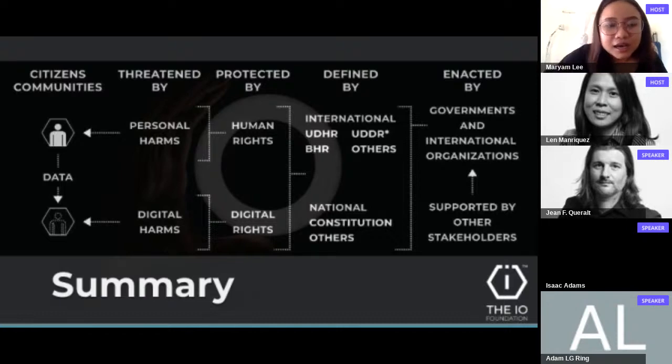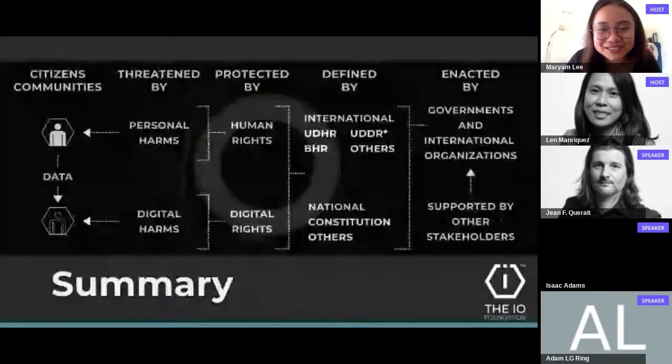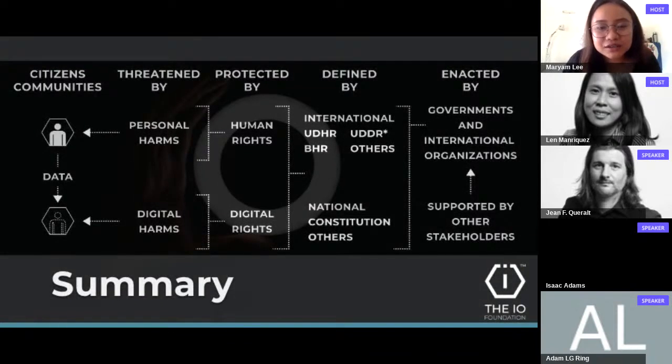We have rules in real life that govern the way that we behave, so that we can stay peaceful and harmonious with each other. Those rules and regulations are enacted by governments and international organizations and other stakeholders in order to give a baseline principle on how we should behave in the real world.